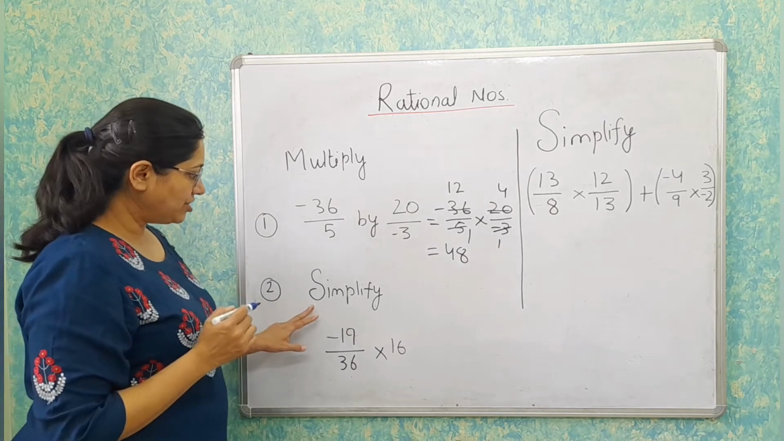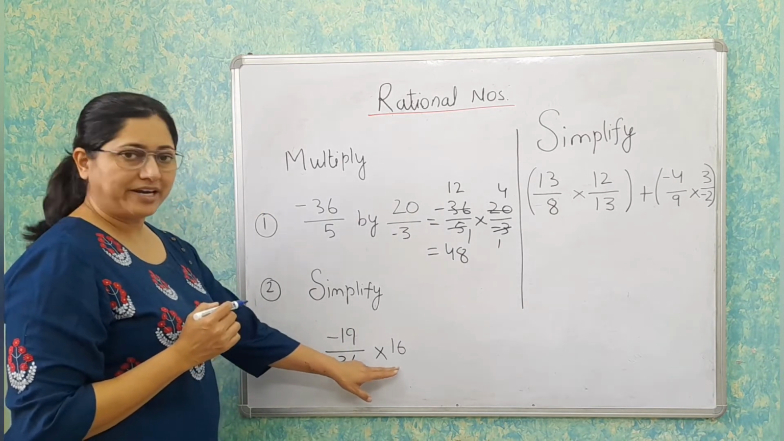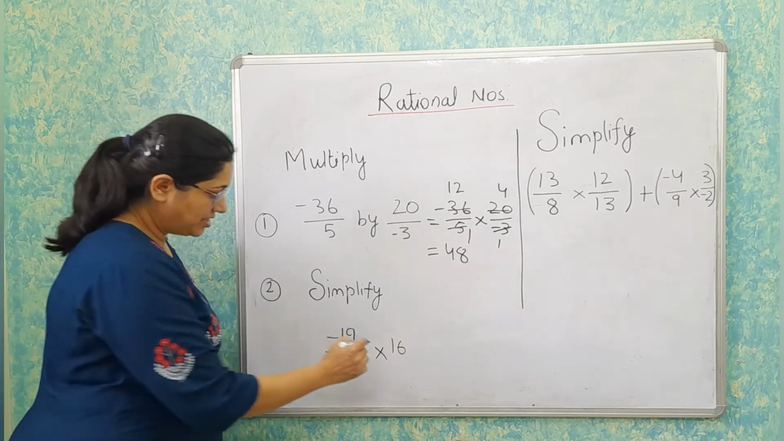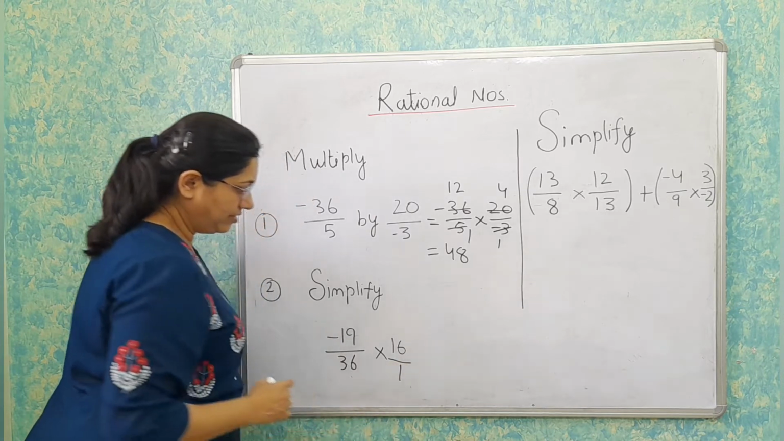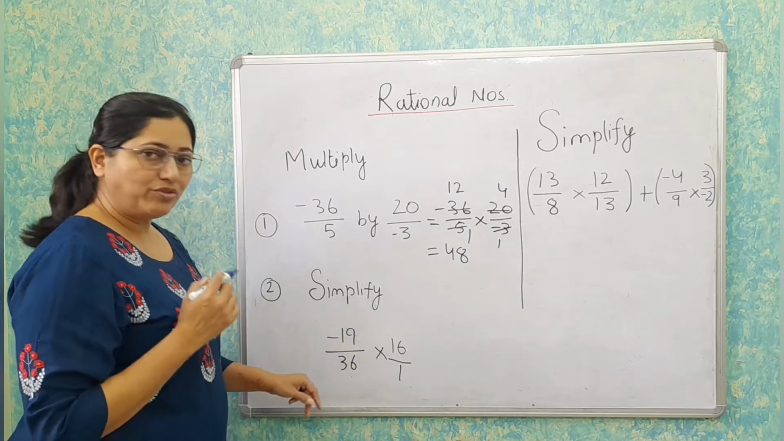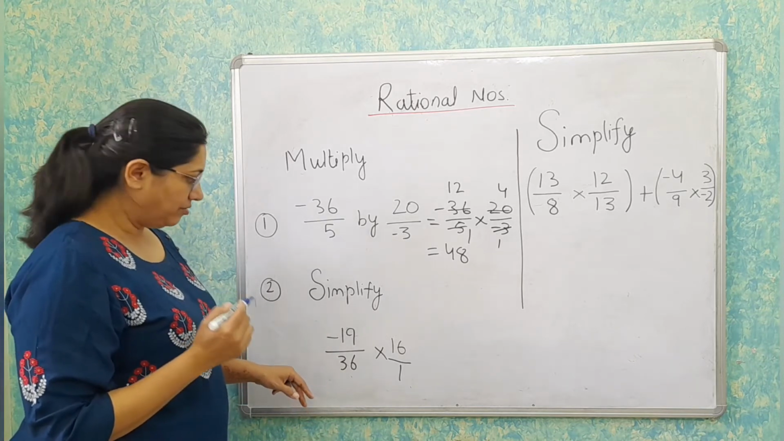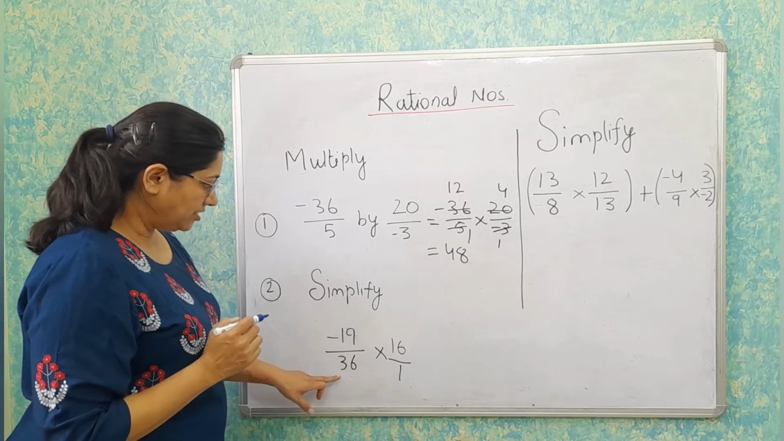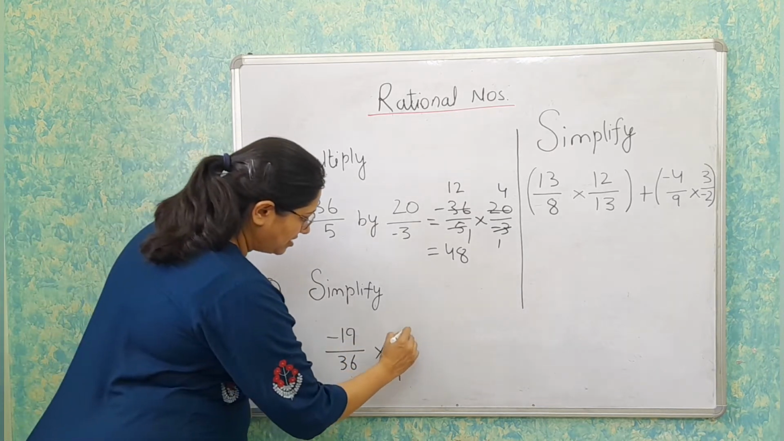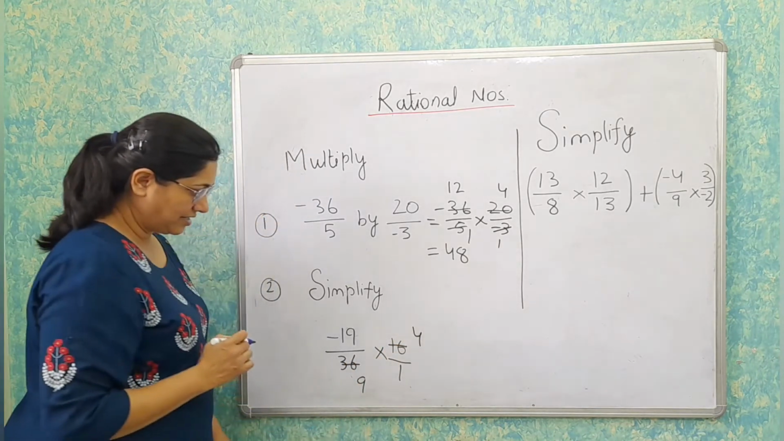In our second question, simplify minus 19 upon 36 multiplied by 16. Again 16 is a whole number, but still I can write it divided by 1. Now 16 is in numerator position. Now I have to find any common divisor which can divide numerator and denominator both. 16 and 36, both of them can be divided by 4. So I can say 4 fours are 16 and 4 nines are 36.